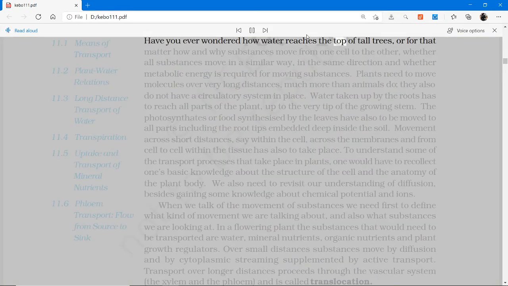Have you ever wondered how water reaches the top of tall trees, or for that matter how and why substances move from one cell to the other, whether all substances move in a similar way, in the same direction, and whether metabolic energy is required for moving substances? Plants need to move molecules over very long distances, much more than animals do. They also do not have a circulatory system in place.